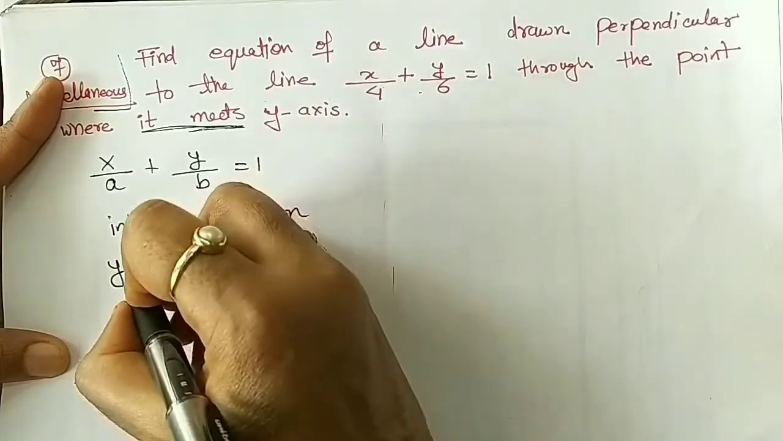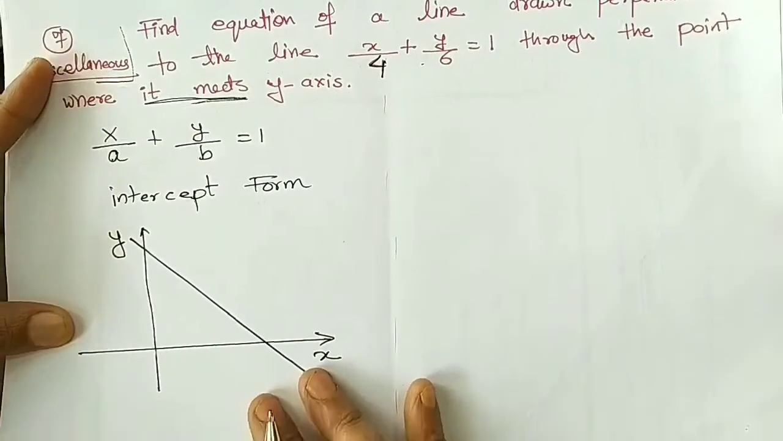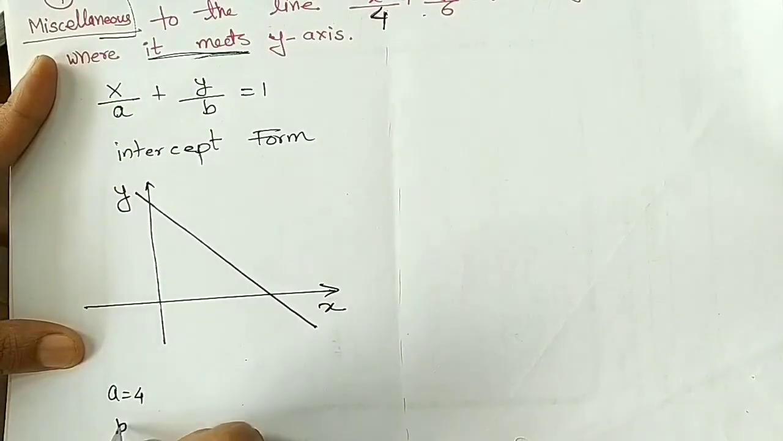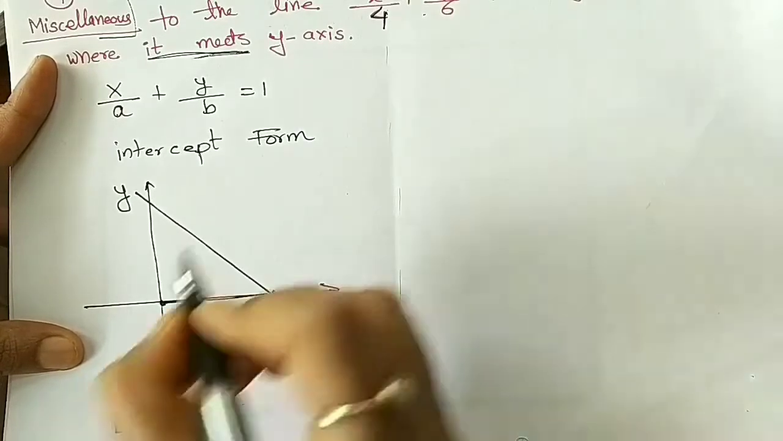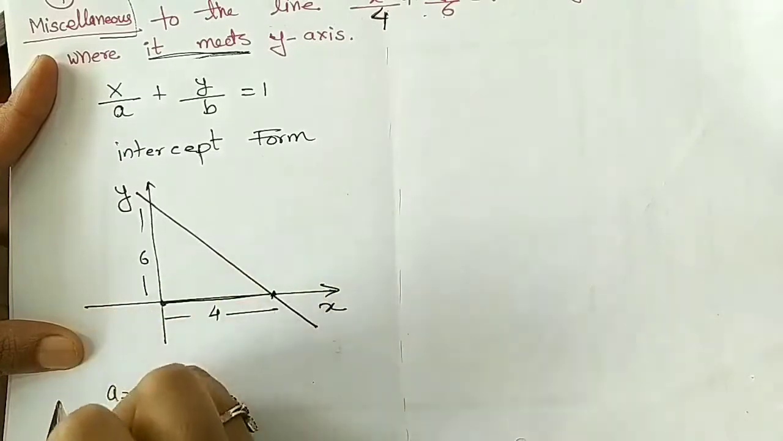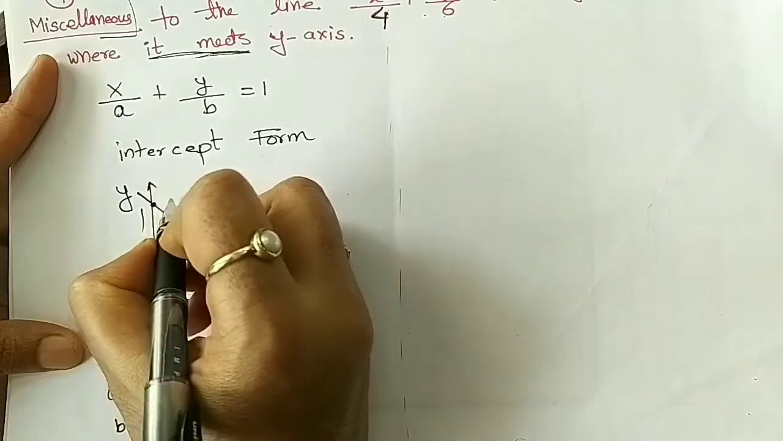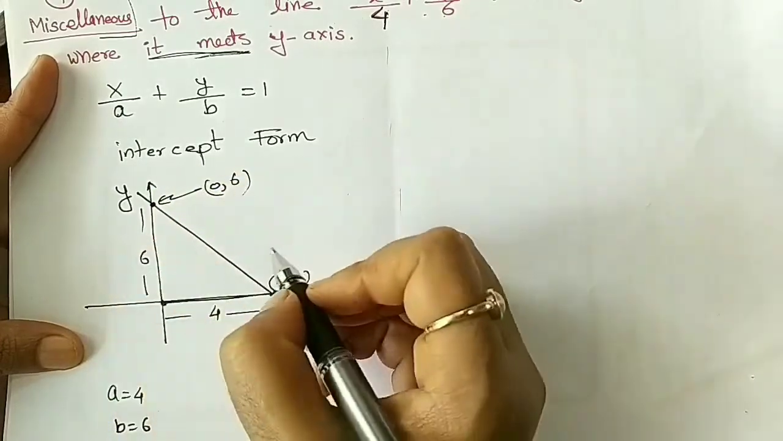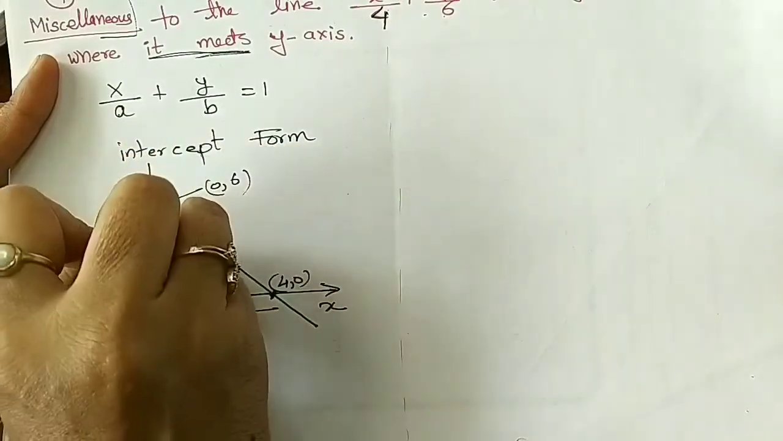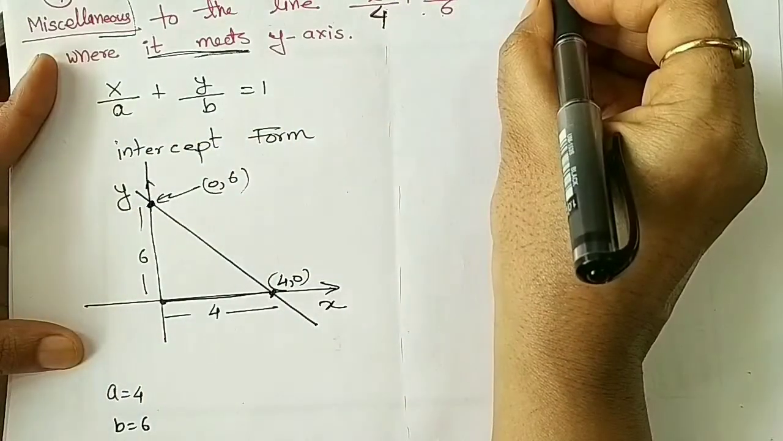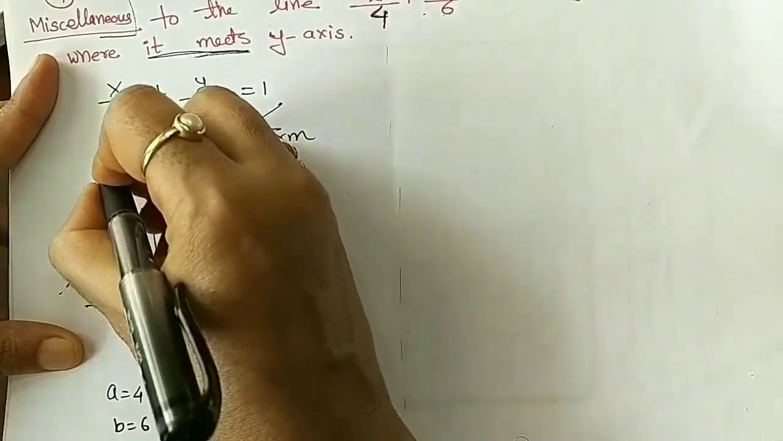So if I plot this line and I compare it, this 4 is nothing but a. So a is 4 and b is 6. So a is the x-intercept and b is the y-intercept. So this is your line, and this point is 4 comma 0 and this point is 0 comma 6. Now they are saying this line is meeting the y-axis at this point. At this point you need a line which is perpendicular to this.